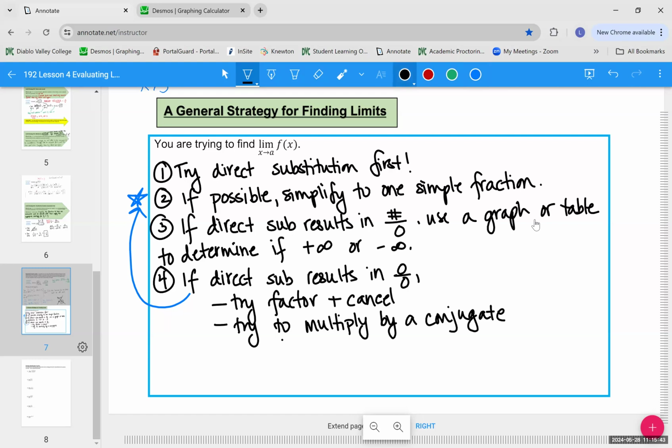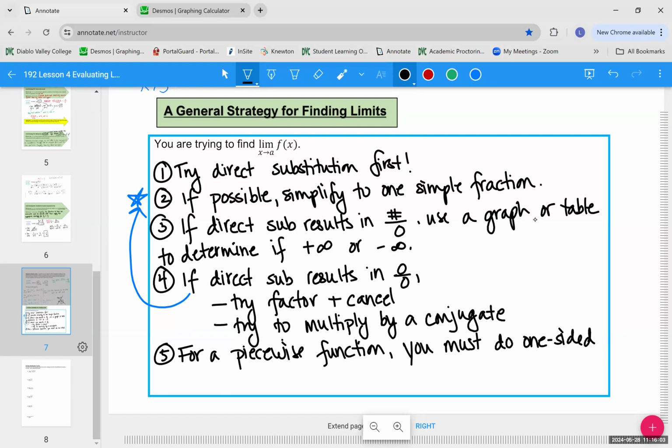And then last but not least, for a piecewise function, you must do one-sided limits for any breakpoint. So if you are approaching an x value where the equation changes from one equation to another, then you've got to do the one-sided limits and then compare them. Are they the same or are they not?